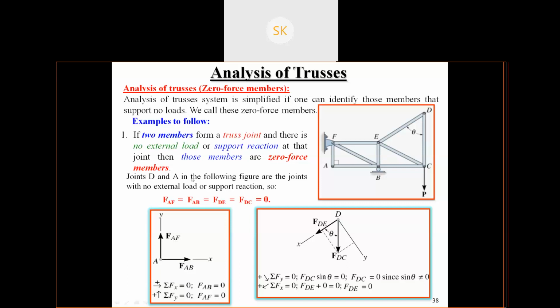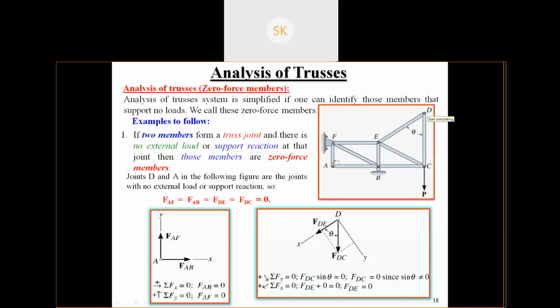Joints D and A in the following figure are the joints with no external load or support reaction. So joint D is this. This is your joint D, where no external load is applied, and there is no support at this point. Are you able to see? There is no support or external load at this joint, so it will be your zero force member.